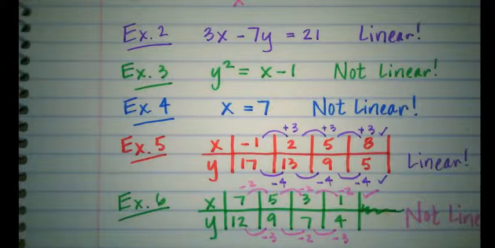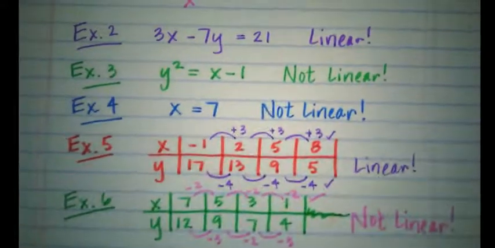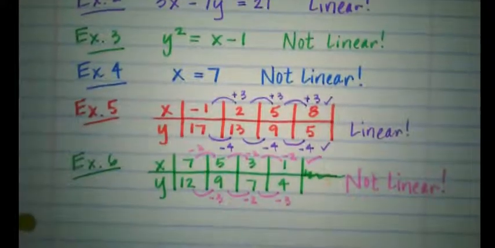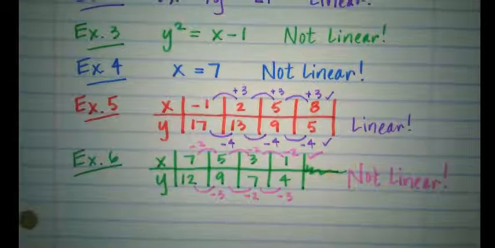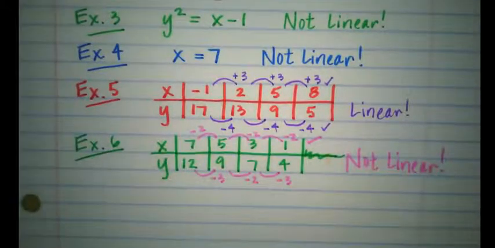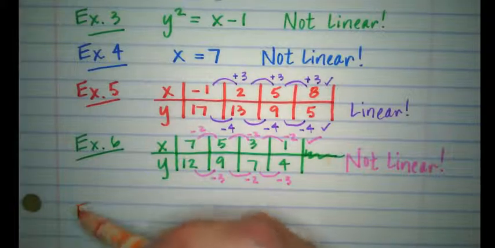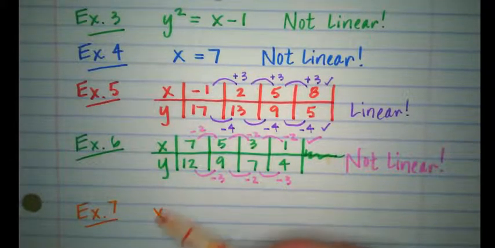Now, we know that it is a function. All the x's are different. The problem is that even though all of the x's are different, there's not a consistent change in between the x's and the y's. All right, let's do one more of those, and then I'm going to say that you know what's going on.